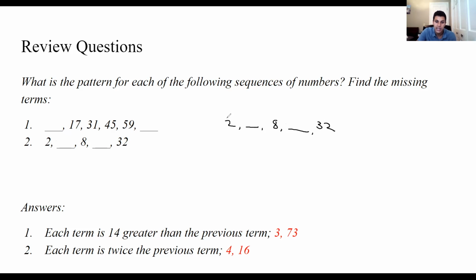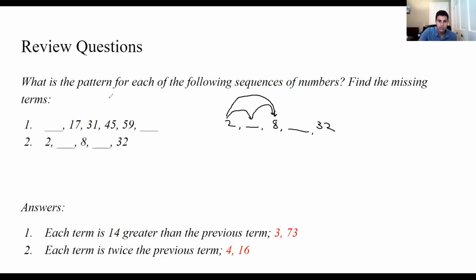Instead of seeing whether there is a pattern to get from here to here, or from here to here, we're going to see whether there is a pattern to get from here all the way to here. Because if you think about it, this will tell us whether we're multiplying or adding as our pattern.